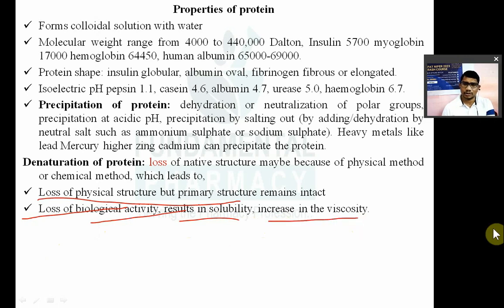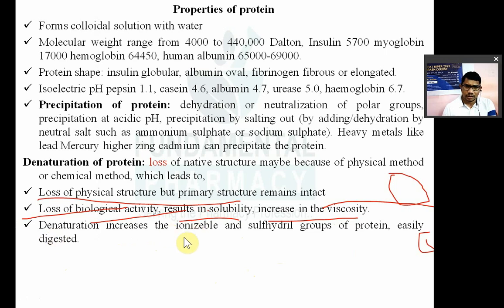जैसे for example, आपका अंडा है, अंडा खाते हो ना आप. If you see in the egg you have protein, liquid होता है. If you heat that or if you boil the egg, so क्या होगा? Coagulation of protein. So increase in the viscosity, result in the insolubility, decrease in the solubility, loss of biological activities. That is denaturation.